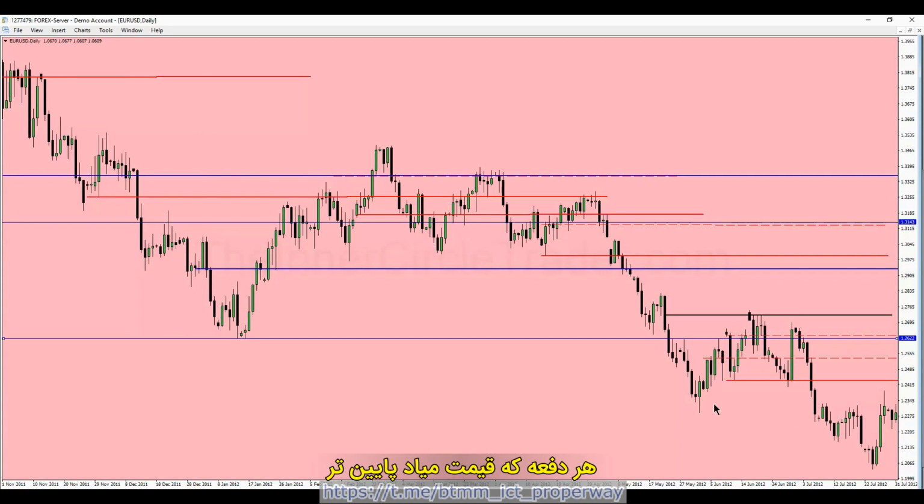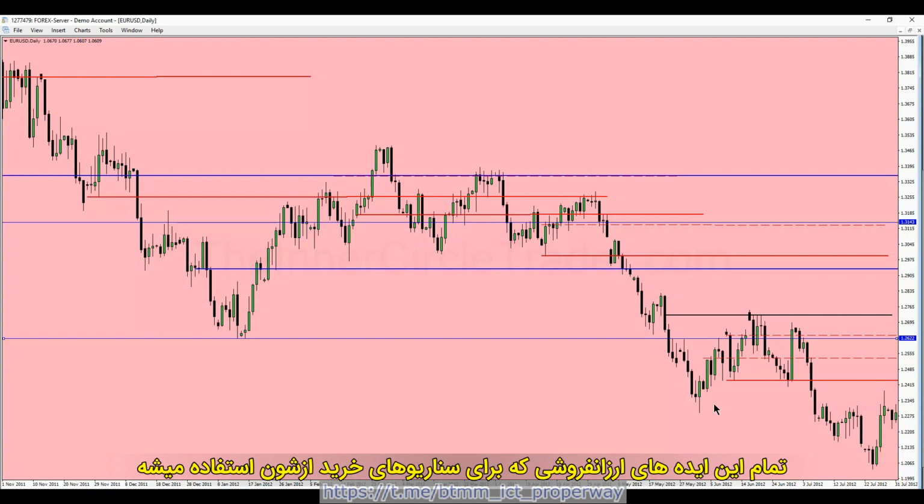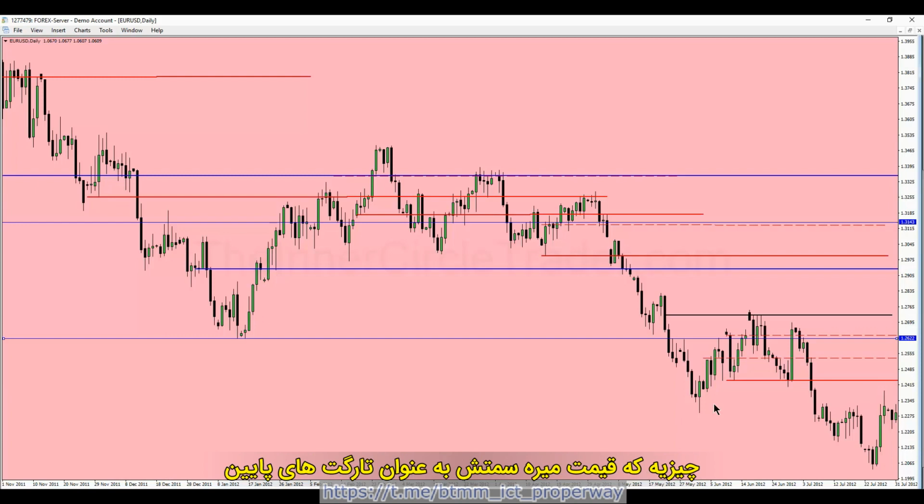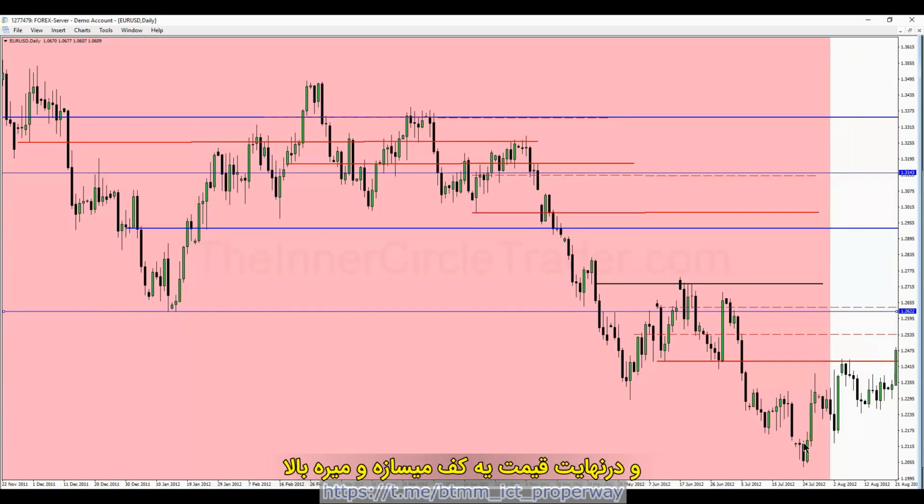Every time price moves lower, it's seeking a discount PD array. In other words, anything that would be bullish, like a bullish order block, a liquidity void or gap below price, a rejection block below the bodies of the candles, an old low. All those ideas that would be viewed as a discount or a buying scenario, that's what price will be looking to seek to find as a downside objective. And eventually, price makes a low and then starts to move higher.